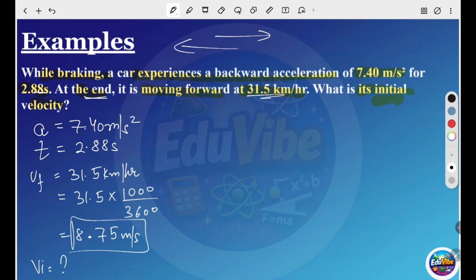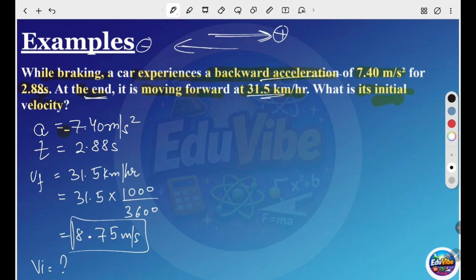We want to find the initial velocity, so we have to find vi. Here's the thing: the acceleration is in the opposite direction. If the velocity goes in the right, forward direction, it's positive. But the acceleration is in the backward direction, which we take as negative. So here our acceleration should be negative, because it's in the backward direction.